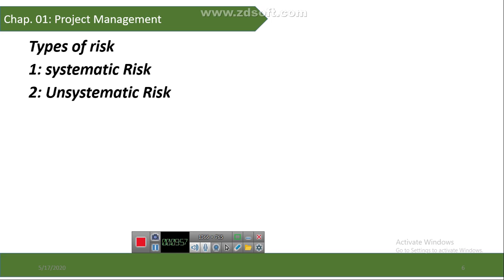So this is called the TARA model regarding the risk. Transfer the risk, accept the risk, reduce the risk, and avoid the risk.